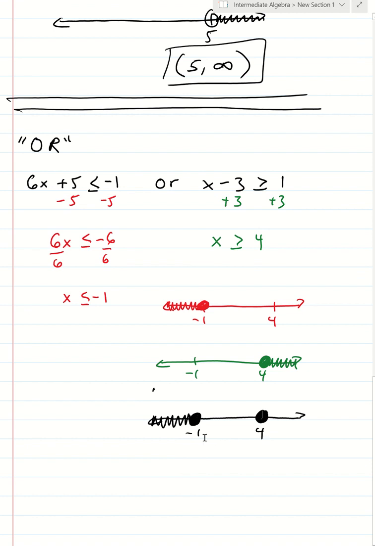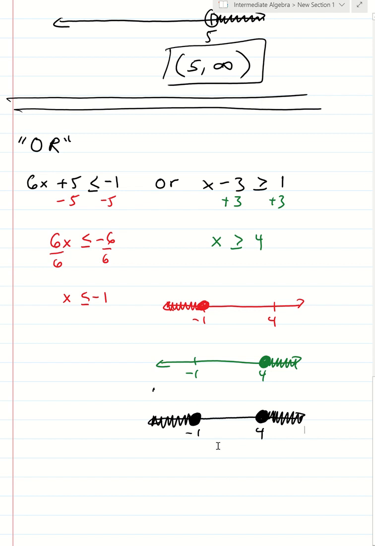In between -1 and 4 is not shaded in red. It is not shaded in green. So since it's not shaded in either, it does not appear in black. To the right of 4 is only shaded in green, so we must put it on the final number line. Because as long as it's shaded somewhere, when it comes to the OR, color doesn't matter. As long as it's shaded somewhere, it has to appear on the final number line.